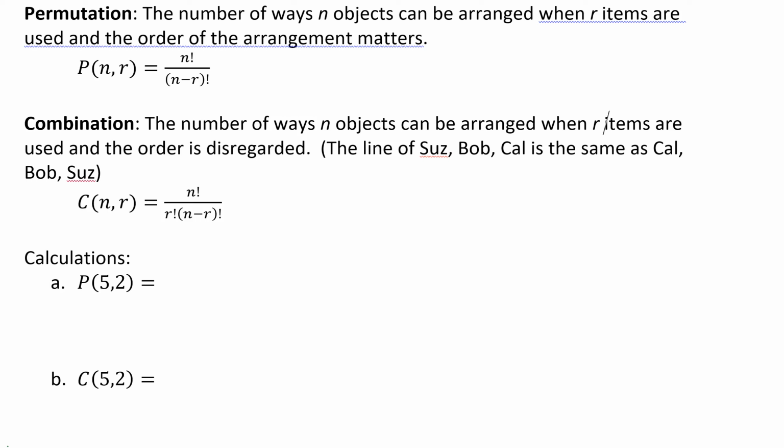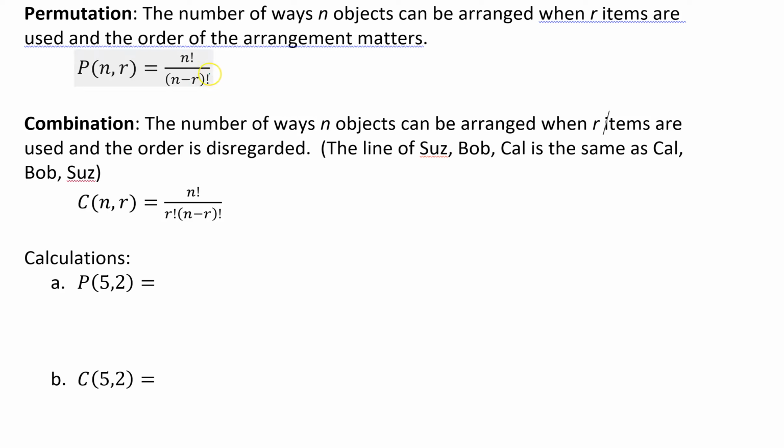Permutation is the number of ways n objects can be arranged when r items are used and the order of the arrangement matters. So the notation is P for permutation, parenthesis, n is the total number of items available, comma, r is the number of items actually being put into an arrangement. And this equals the calculation of n factorial over the quantity n minus r factorial.